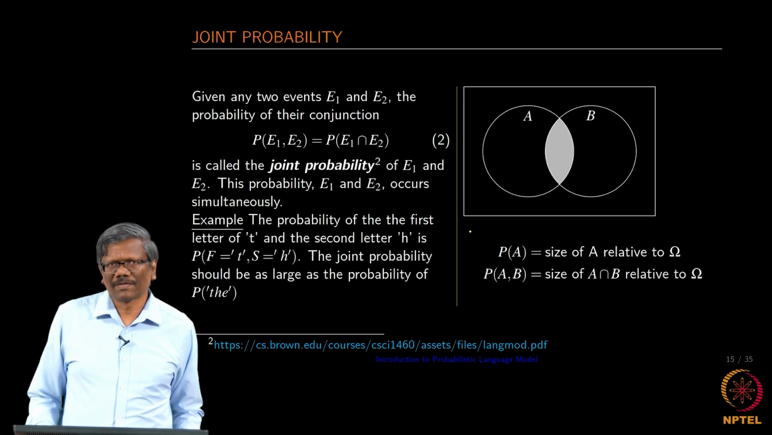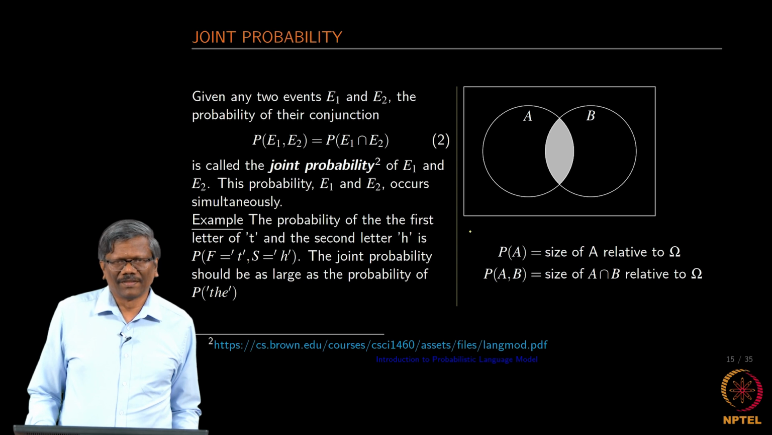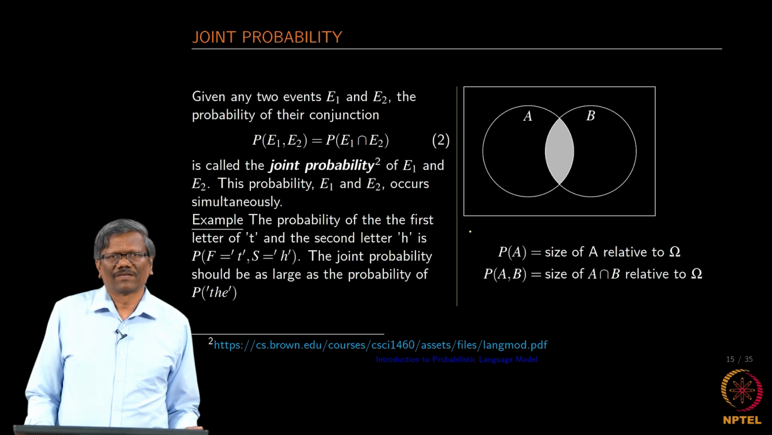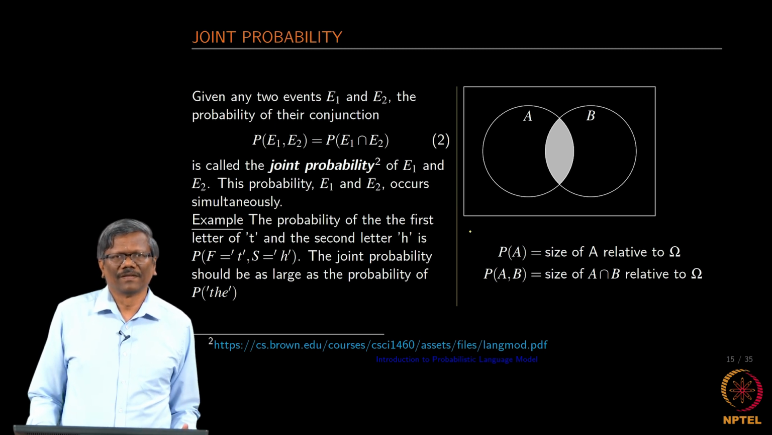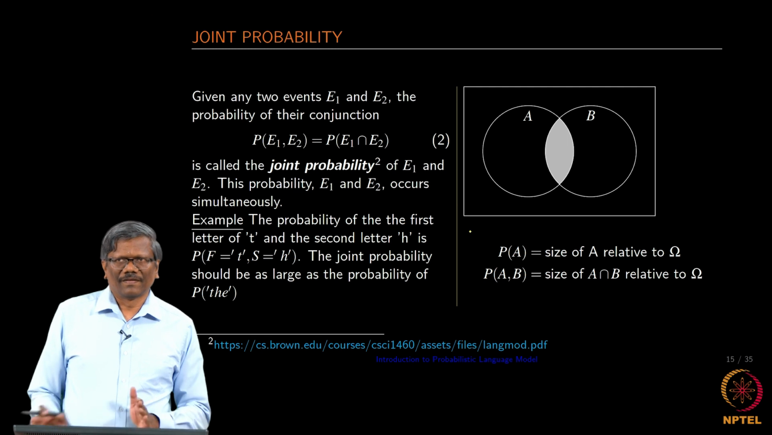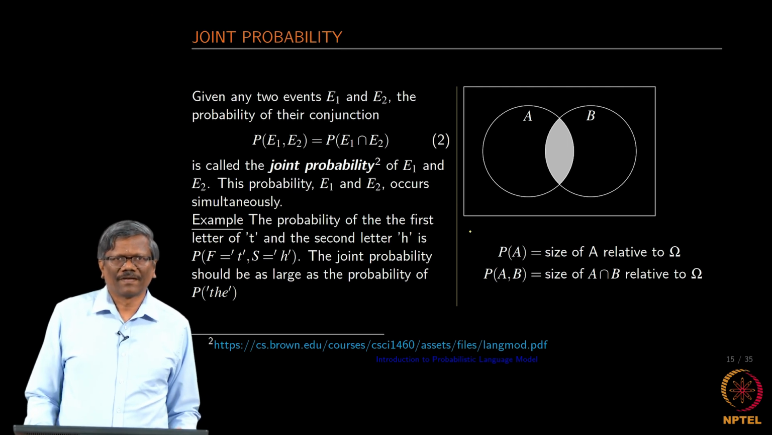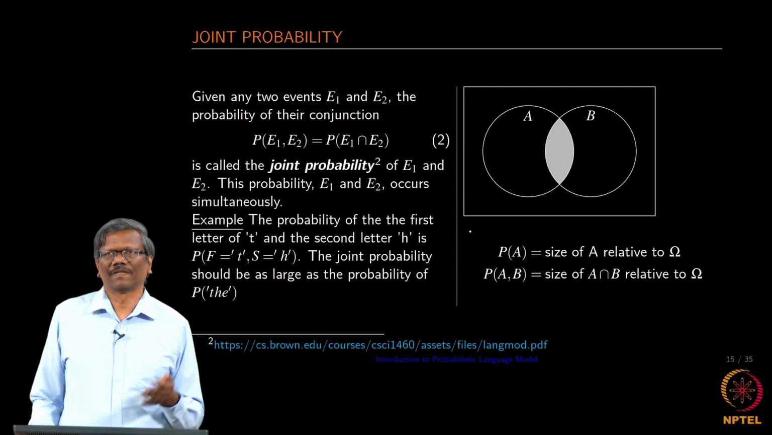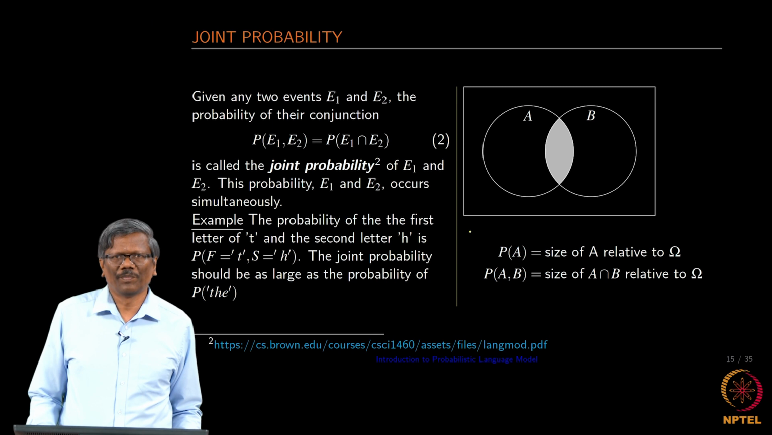So, let us get on to the next term, which is the joint probability. Now we have defined what an event is. Now we want to find out whether two events can be combined to get one more probability number. For example, I want to combine the probability of the event D and the probability of the event pack.